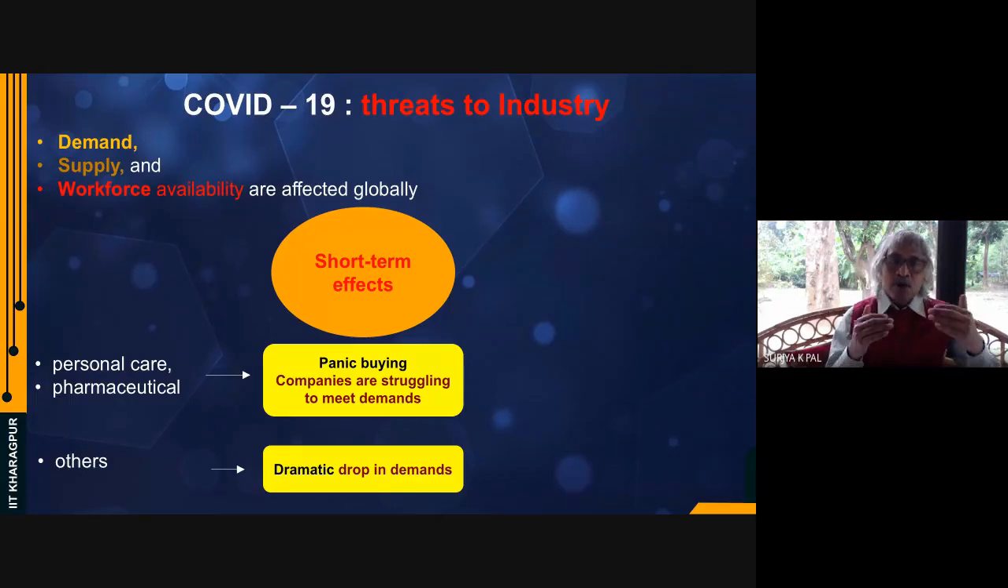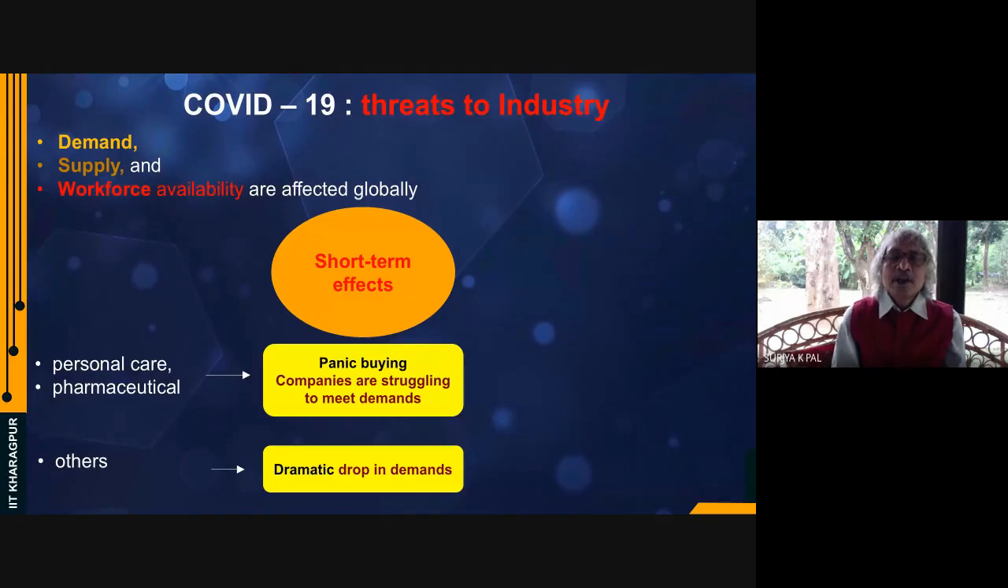So these are the products where there is a huge demand. There are other products where there is a dramatic drop in the demand. If you think of the purchase of other things like automobiles, bikes, cars, and even clothes and garments, since we are not going out, we are confined ourselves.